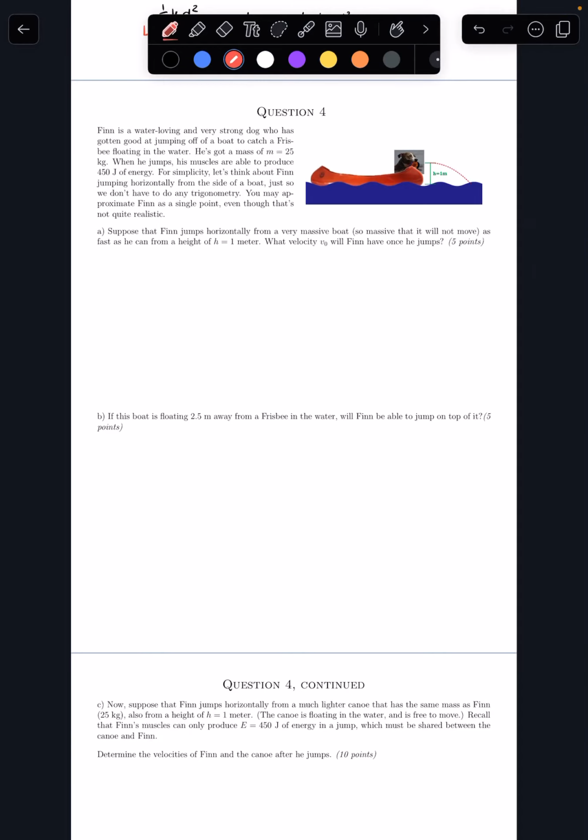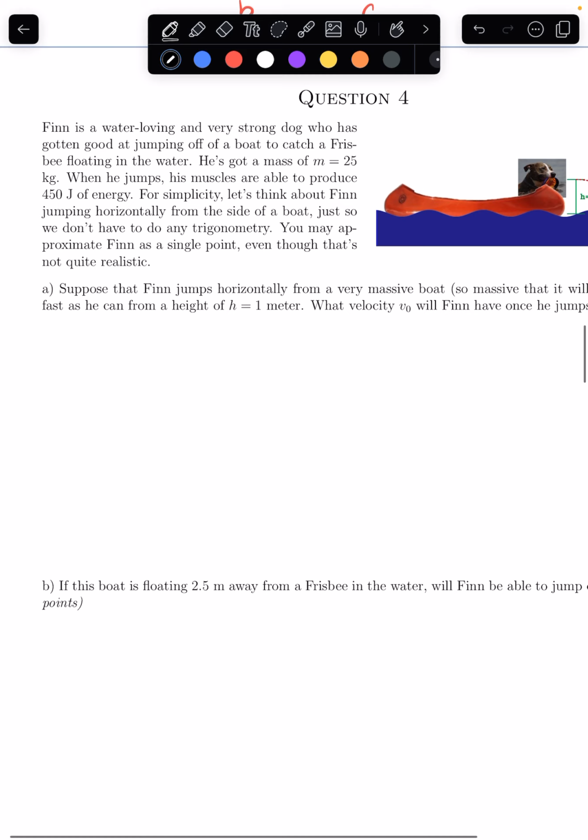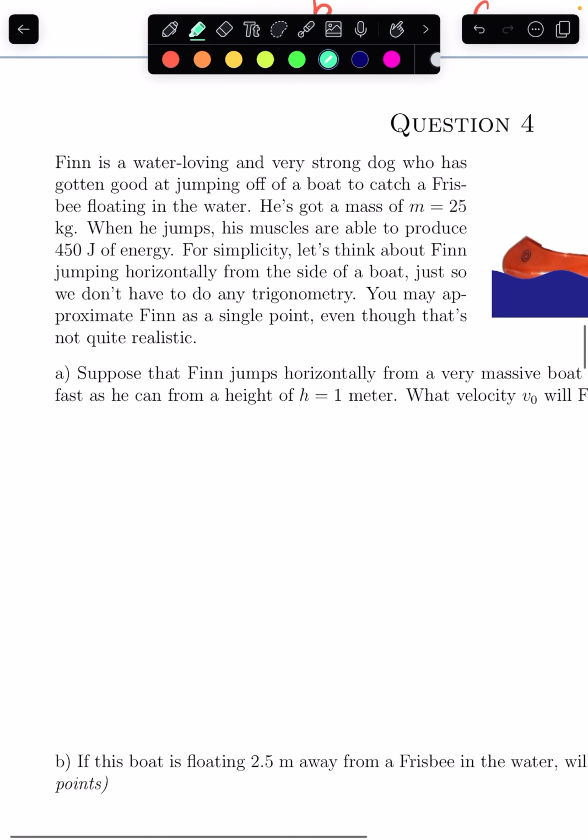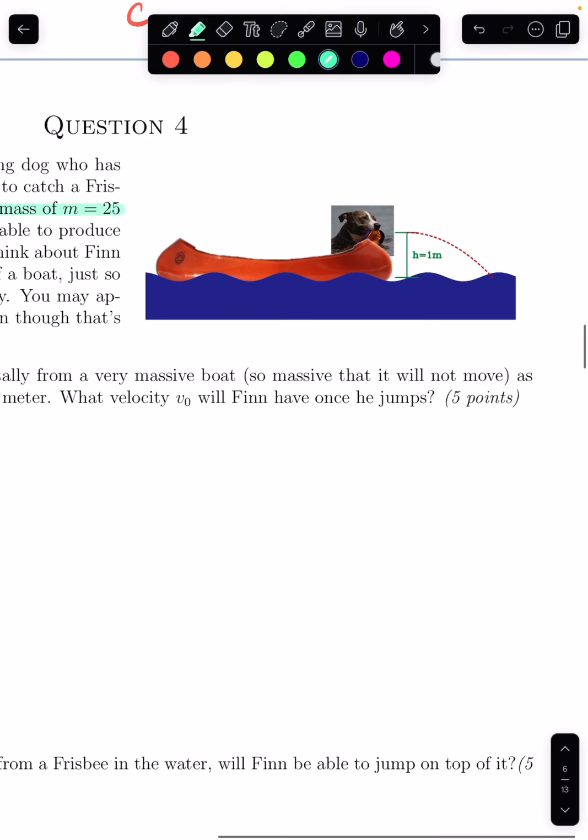This is going to be a walkthrough for question 4 on the practice exam. So here we have Finn, the dog. We have his mass here, 25 kilograms. We have our energy, and he's jumping horizontally. This is also important. And we also have our height right here from the image.